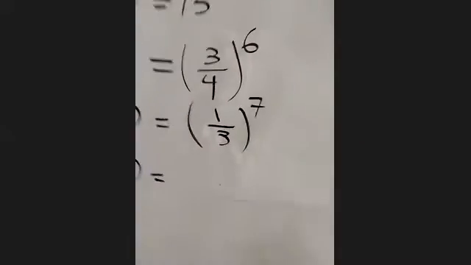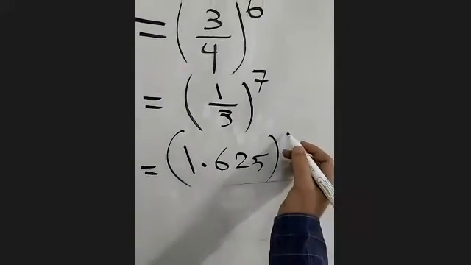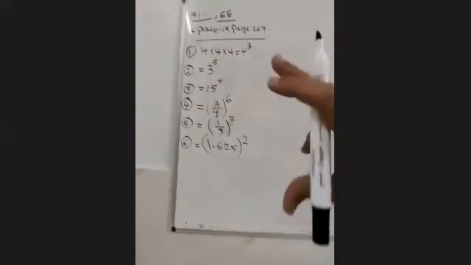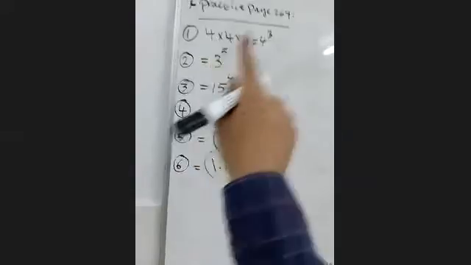It's 1.625 to the power of 2. Why 2? Because we have 2 of them, right? Yes. So here, equal 1.625 to the power of 2, because we have 2 of them. Thank you. This is the first idea, guys, how to represent the repeated multiple of the same number as an exponent.